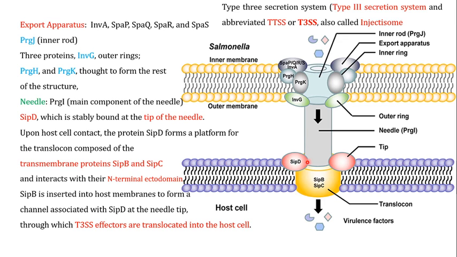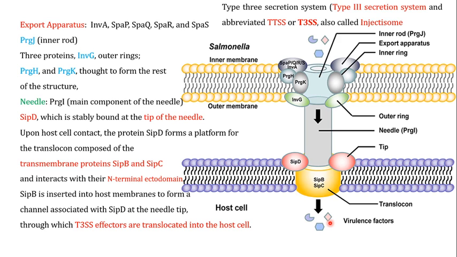So the SipD is the protein that is in interaction with the host cell, and then it recruits the SipB and the SipC. This SipB and the SipC, as you can see over here, is an extension of this needle, and when this is extended, it is introduced into the interior of the cell. Now this whole structure is known as the type 3 secretion system, and with the help of this type 3 secretion system, the virulence factors that are present in the Salmonella are introduced into the human host cell, where they can cause the symptoms of typhoid.